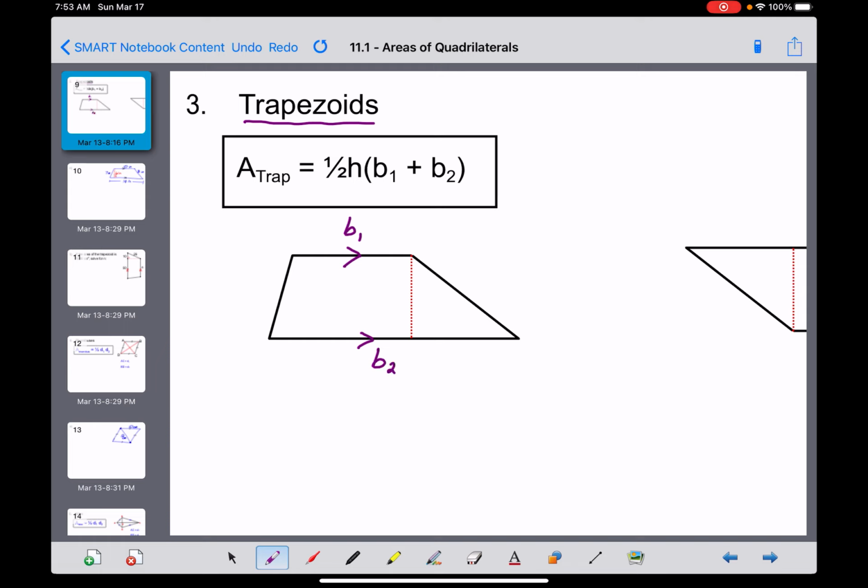Those two bases have to be different lengths. If they ended up being congruent, then this trapezoid actually becomes a parallelogram instead. And then, again, the height of your trapezoid is going to be defined as the perpendicular distance between those two bases. So there should be a right angle symbol right over here, and this piece in the middle, notice it's a dotted auxiliary line. That's the height of your trapezoid.